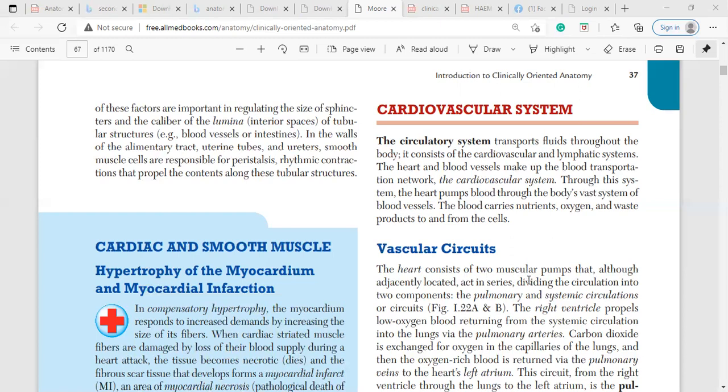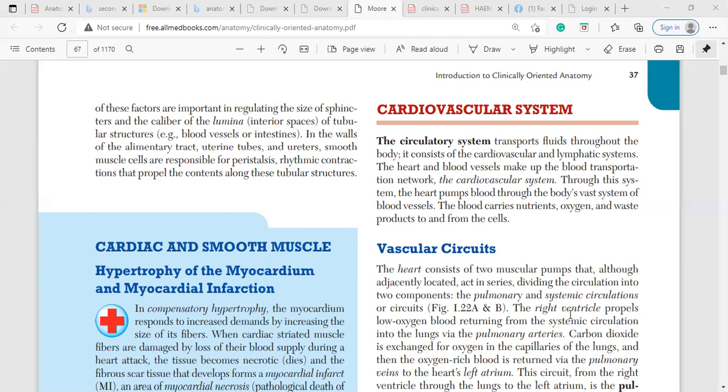So the heart consists of two muscular pumps that, although adjacently located, act in series, dividing the circulation into two components, the pulmonary circulation and the systemic circulation, or what you call the pulmonary circuit or the systemic circuit. Now, what are these two pumps that pump blood into these two circuits? Now, we have what we call the right ventricle.